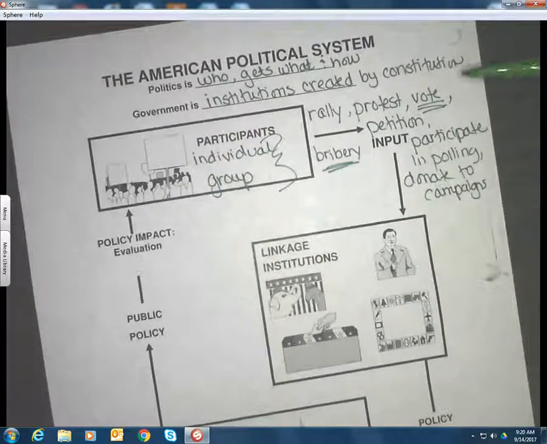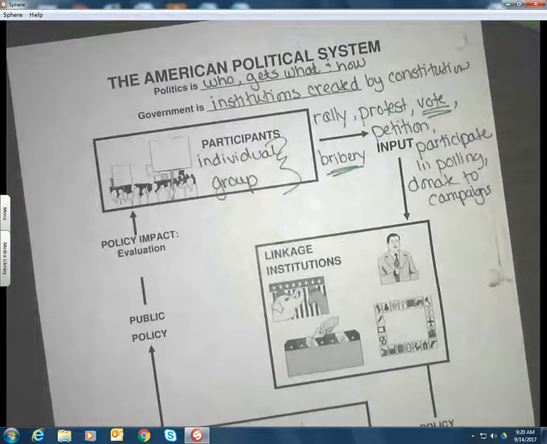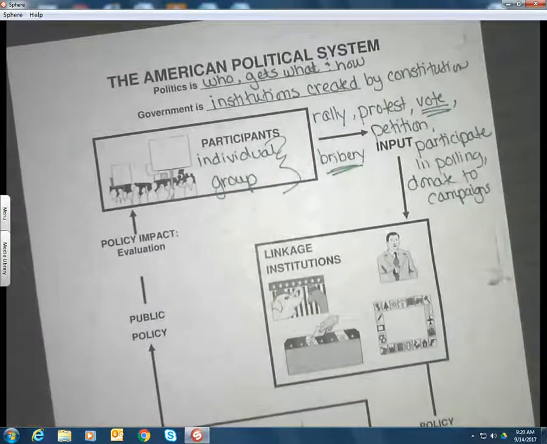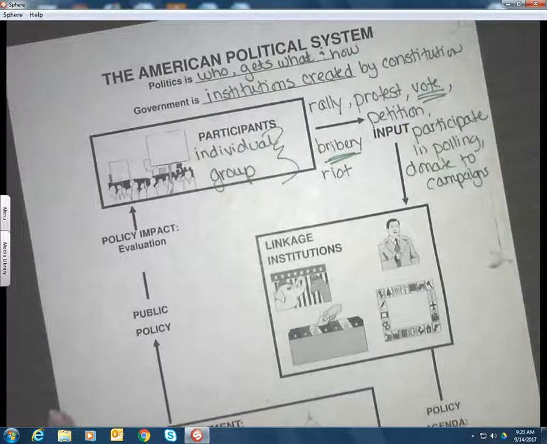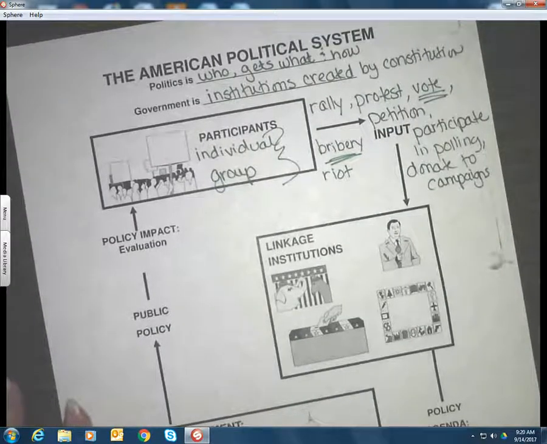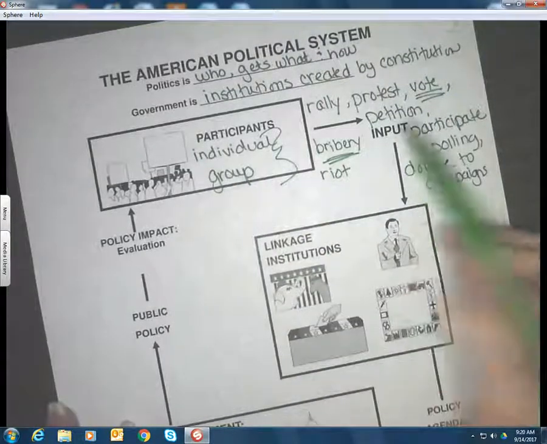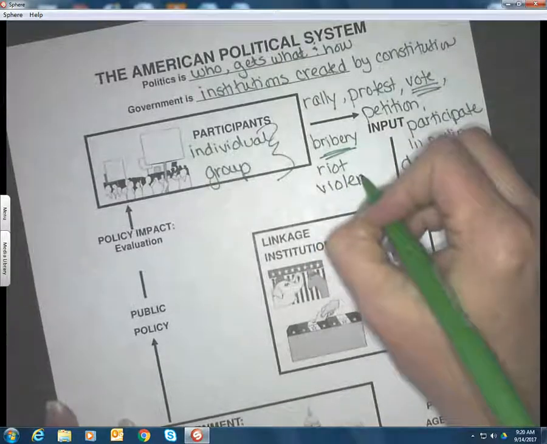So I can rally or protest. Let's take that to an extreme. If this is the extreme version of this, what's the extreme of that? Riot. Okay, riots. Throwing tea into water. Yes. Okay, I can bribe, I can riot, I can commit violent acts, right? Do violent acts communicate the will of an individual or a group and what they hope the government to do? Yeah. Okay, so acts of violence, and we'll just leave it at that, right?